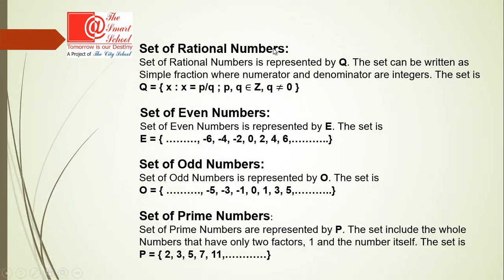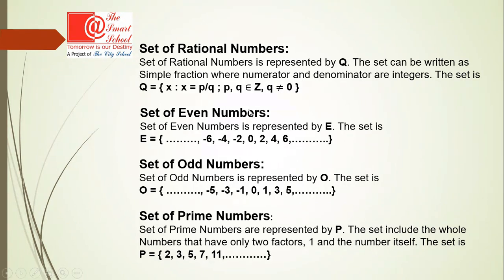Now, set of rational numbers. Set of rational numbers is represented by Q, and the set can be written as simple fraction where numerator and denominator are integers. The set Q is equal to x, where x is equal to p upon q, and p and q are members of Z. Members of Z we just revised. Yes, means member of set of integers, and where q is not equal to 0.